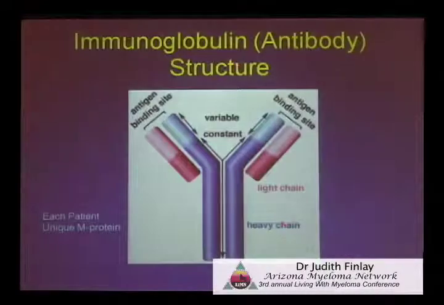This is the immunoglobulin or antibody structure. It consists of a heavy chain and a light chain, and you can see that most of the molecule is constant, but these parts of the molecule are variable, and they constitute the binding site of the antibody. Each patient has a unique M protein, and that results in some of the differences you see in the disease.